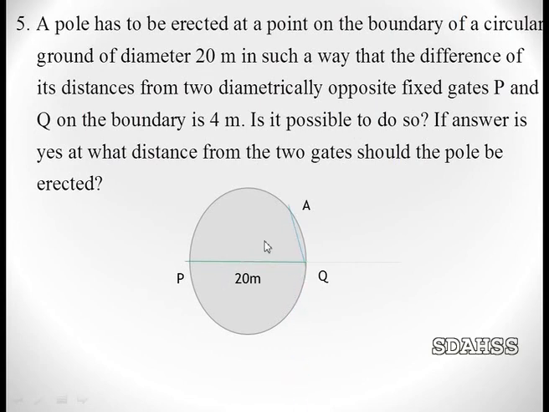Now join AQ and AP. Here AQ is equal to x. The difference of its distances from the two diametrically opposite fixed gates P and Q on the boundary is 4 meter. So the difference is 4 meter, so AP is x minus 4. Now angle PAQ is equal to 90 degree, because the angle in a semicircle is equal to 90 degree.